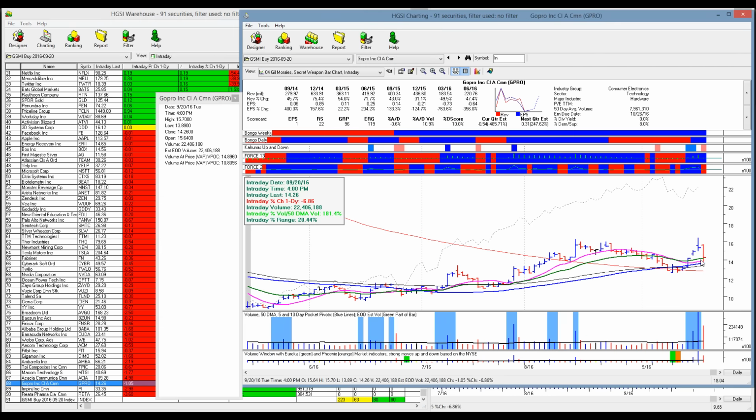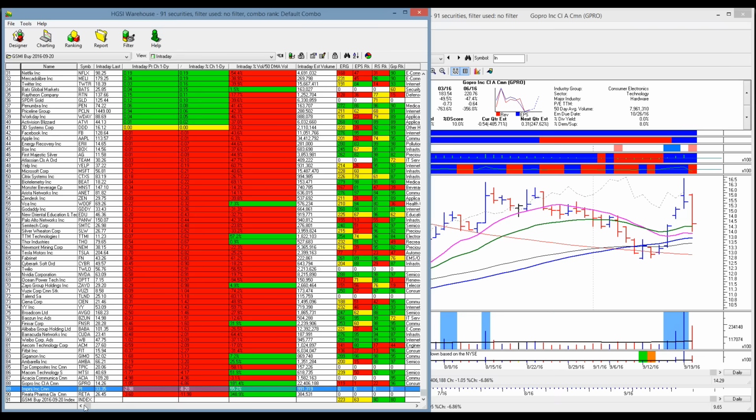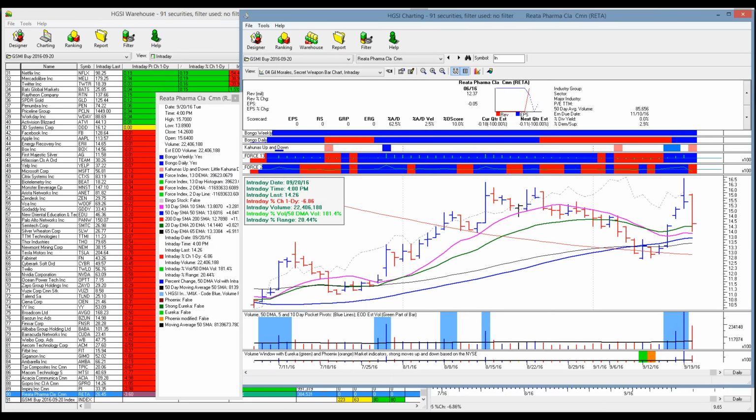GoPro not looking so good over here. You see that nice price break. That was actually looking good for just a brief period of time, but the trade here was off the 200-day line and then up to the top of the range, and you would sell that. But anyways, it broke down. So I can see real quickly what is not a happy camper and what is.